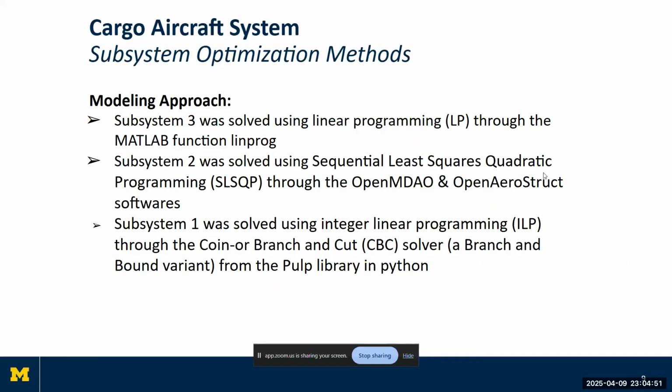So for the modeling approach, subsystem 3 used MATLAB to do linear programming. Subsystem 2 used a Python library to solve the aerodynamic problem. And subsystem 1 used a Python library to do integer linear programming. Next.